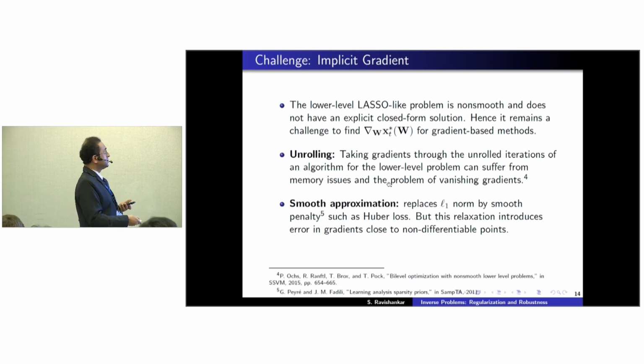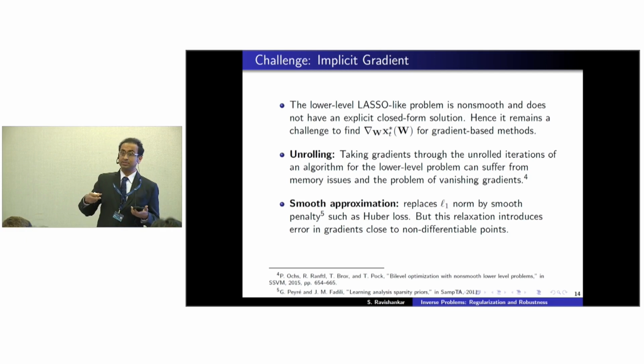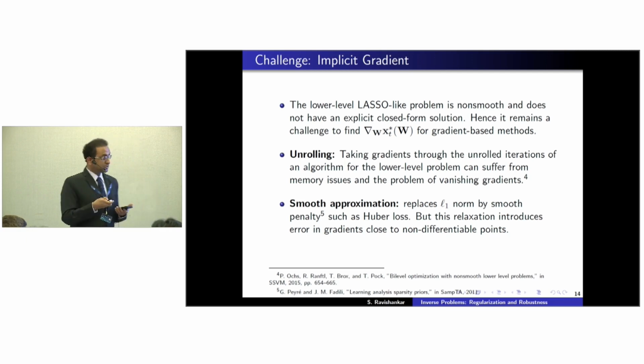Another approach is replacing the non-smooth L1 norm with a smooth relaxation, like the Huber loss. But this introduces a relaxation, so you lose the exact sparsity property. We have also observed that with the smooth relaxation, the performance suffers. So we want to really solve the bi-level optimization with a non-smooth regularizer.